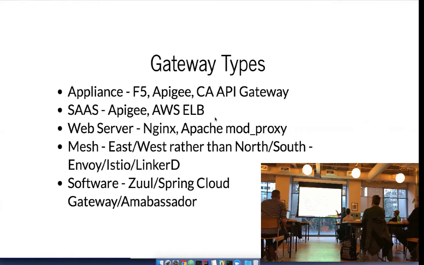One is the Netflix Zuul that I just mentioned, Spring Cloud Gateway, which is what I've been presenting here, and something called Ambassador, again on the Kubernetes side. Right? So those are the software gateways that I'm aware of. All right.